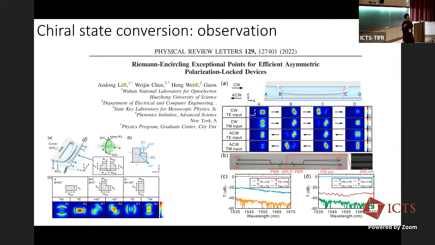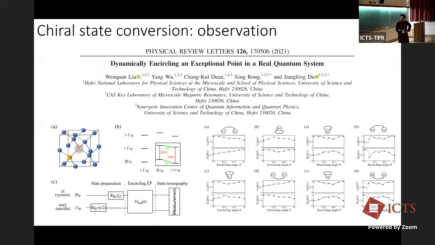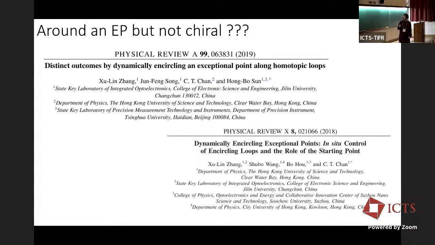And this has been observed on actually many platforms, also in electric circuits and in proper qubits. This one is with an NV center qubit. So this has been observed. Well, I can stop the talk and we can all go home or wait for the next speaker. But if you examine the literature carefully, what turns out is that there are exceptions. There is theory and experiment showing that you can go around an exceptional point and not get chiral conversion. You still get conversion, but it's not chiral.